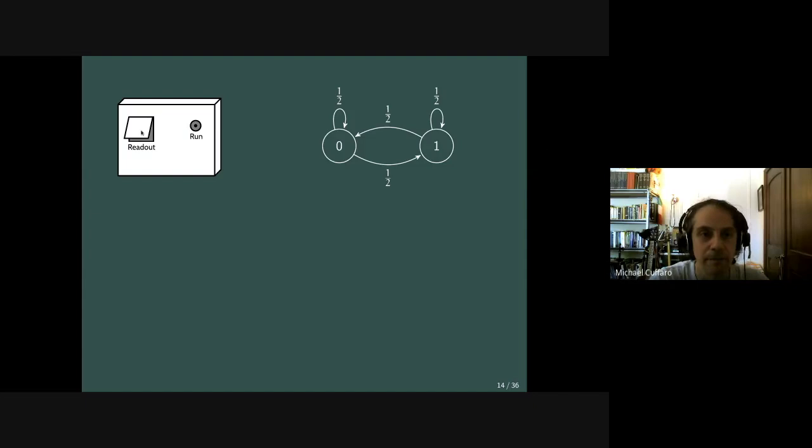The way this works is that the first step is that you open the flap, take note of the initial state of the computer, then you close the flap, then you press the run button one or more times, and then you open the flap and take note of the output state. And the way that the transition works is that if the initial state is zero, then if you push the button once, with probability 1/2, it'll just stay in the state zero, and with probability 1/2, it'll go to the state one.